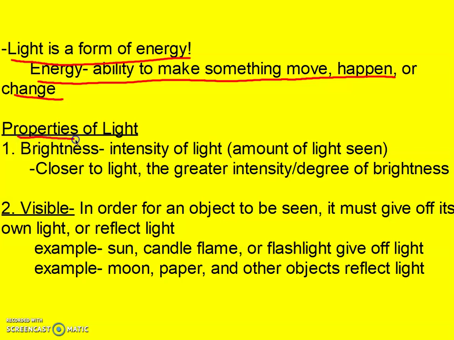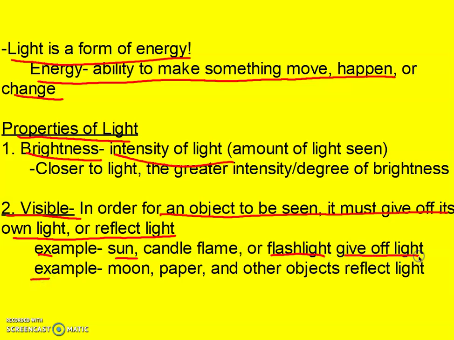So properties of light and brightness is the intensity of light. And you already wrote down that the further away, the dimmer it is. So I don't think you need to write down closer to light, the greater the intensity. But if you want to, go ahead. Second is visible. In order for an object to be seen, it must give off its own light or reflect light. And I would write down 2 examples, maybe the sun and a flashlight, and they give off light.